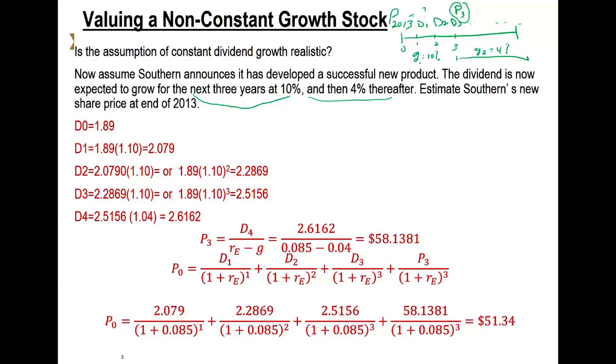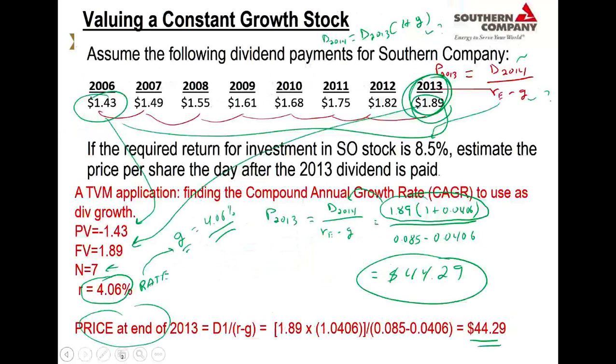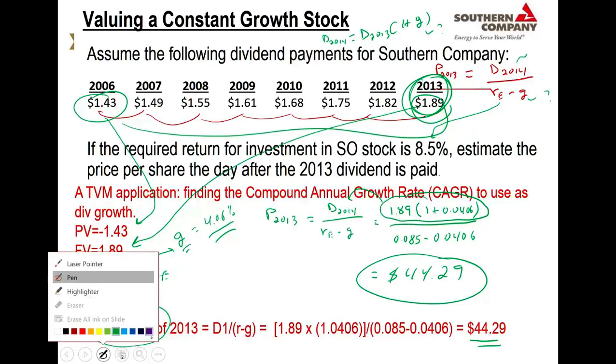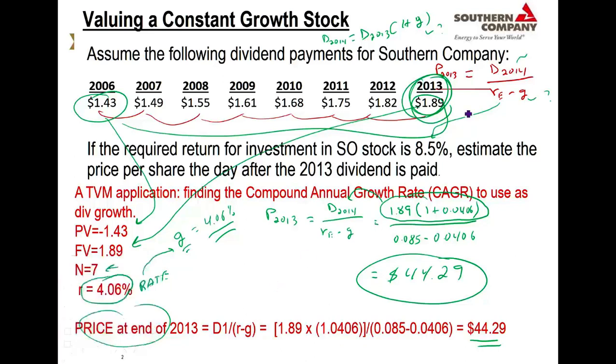Let's find D1, D2, and D3. I know that my last dividend in 2013 was $1.89. How do I know that? That comes from the previous problem. Notice the $1.89. If it's not clear, and there's a lot of coloring here, let me just make it clear. Here it is.